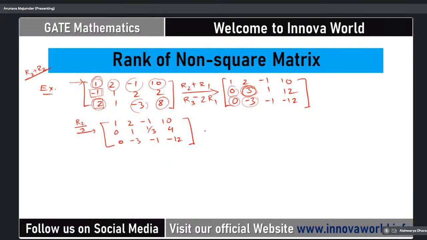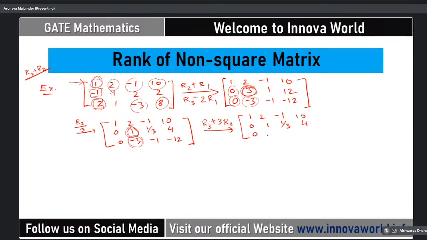Okay, now what is the operation? We need to make this become 0 with respect to this element. Okay, now what is this element? Minus 3 is on row 3, so we will first write row 3, and this is 1 plus, sorry, yes, because this is minus 3, so we will put it here plus 3 into row 2. So 1 2 minus 1 10, 0 1 1 by 3 4 0.